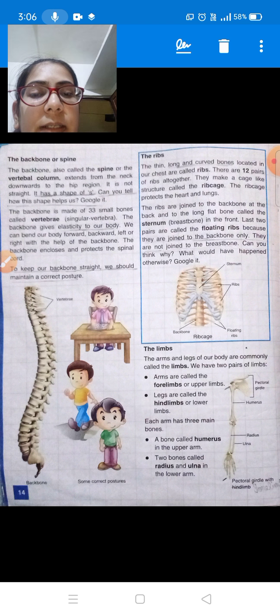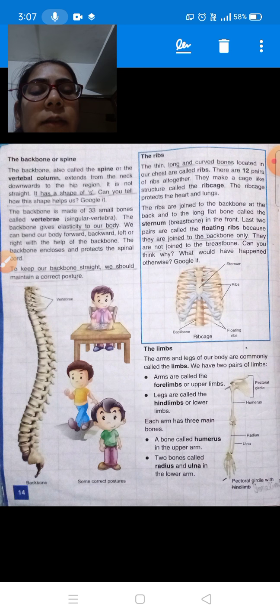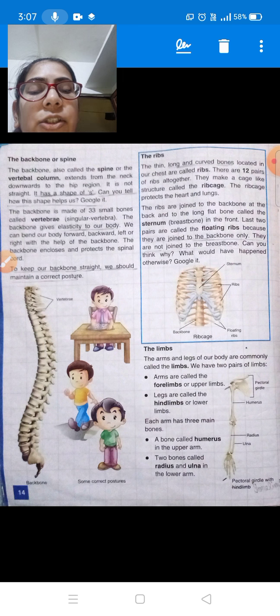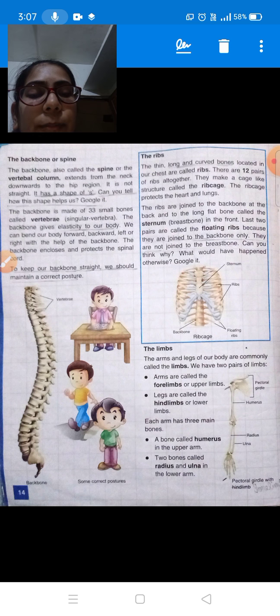Now ribs, what are ribs? These are very thin, long and curved bones which attach together and form a cage-like structure called the rib cage. At the back side they attach to the backbone, and at the front side they attach to the sternum or breastbone. There are a total of 12 pairs of ribs, out of which the last 2 pairs are not attached to the breastbone, the sternum; they are only attached to the backbone. Now in the next class, students, we will study the limbs.